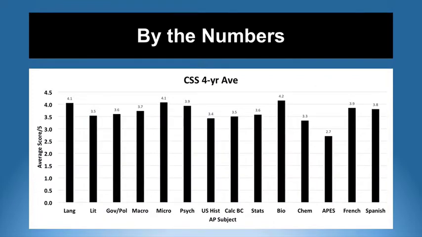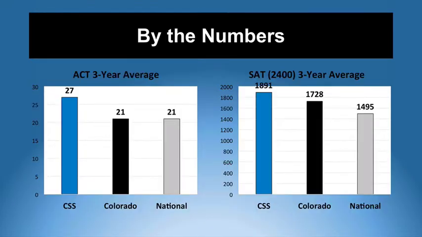This is AP scores broken down by topic area. Classes are listed across the bottom. A 3 is considered passing on AP tests. It's on a scale of 1 to 5. And you can see that by and large, our kids are doing passing plus, which is pretty impressive. Some of those averages are over 4 points. ACT and SATs over the last 3 years. You can see again, CSS is well above the state norm and the national norm there.